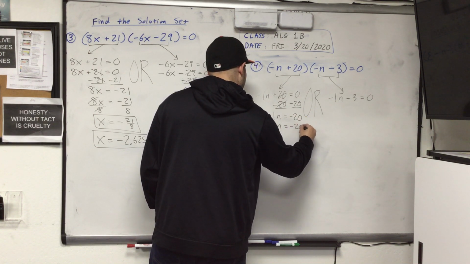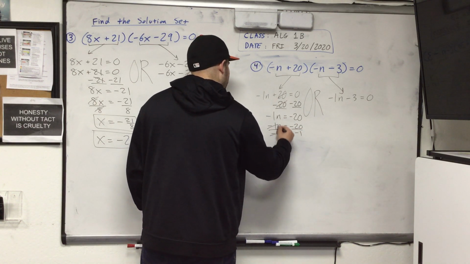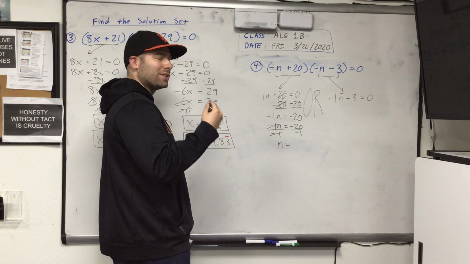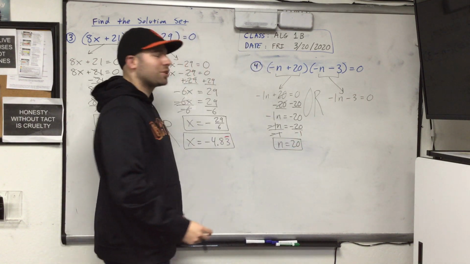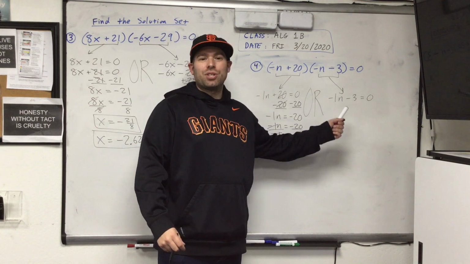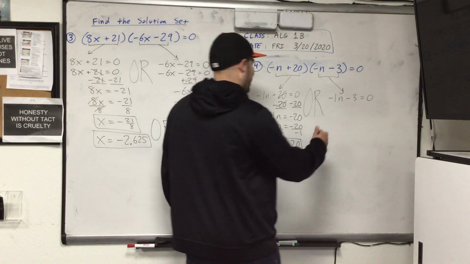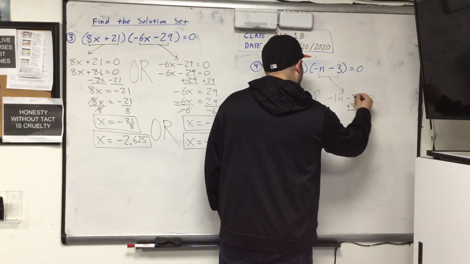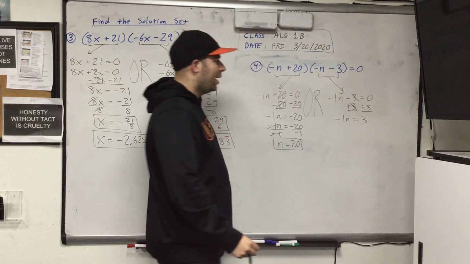Then I'm going to divide both sides by negative 1, getting me negative 20 divided by negative 1, which is just positive 20. That's only one solution. Let's go to the other side. So we've got negative 1n minus 3 equals 0. I'm going to undo the outer layer by adding 3 to both sides. If I add 3 to both sides, that gets me negative 1n equals positive 3.